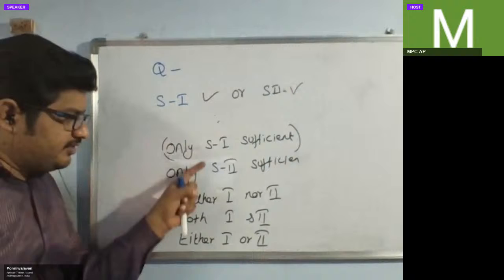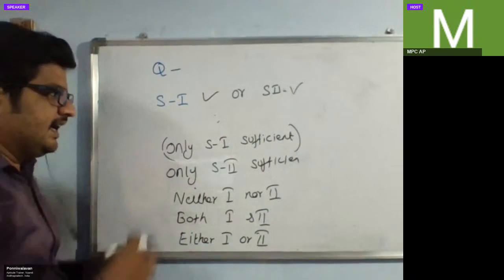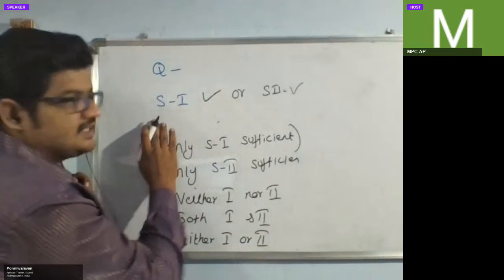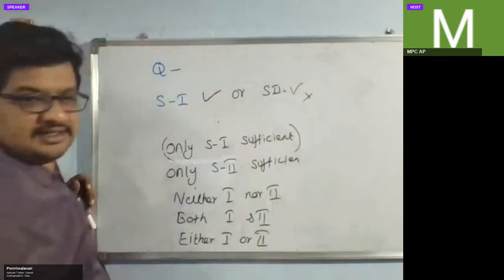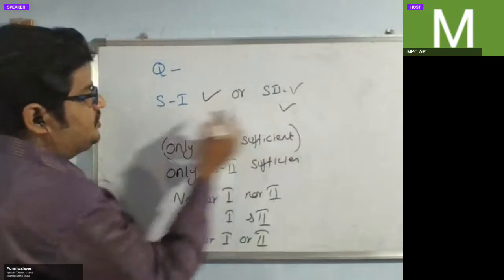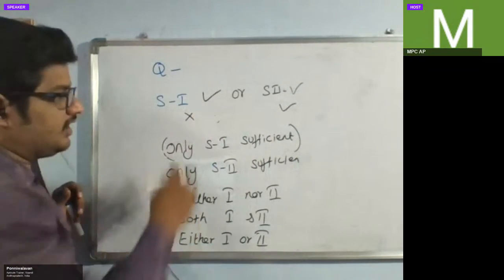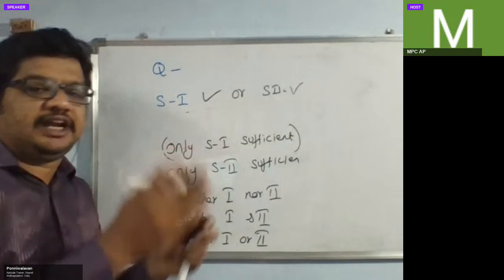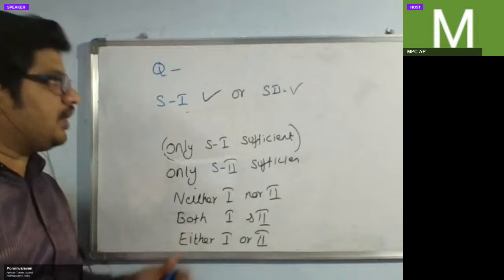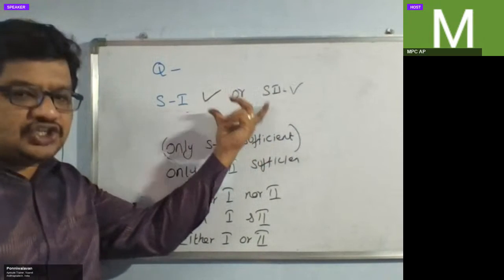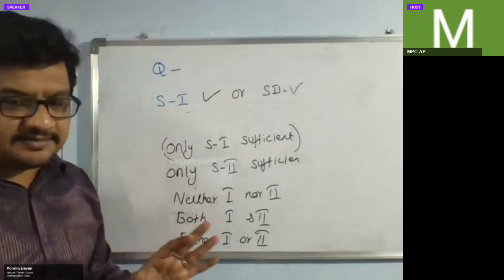What is the difference between these two and this? In this case, only 1 is sufficient to find the answer, but 2 is useless. Here 2 is sufficient and 1 is useless, but here both are useless. They are independent, not dependent on anyone. Both 1 and 2 are dependent. Only if you know these two can we find the answer.